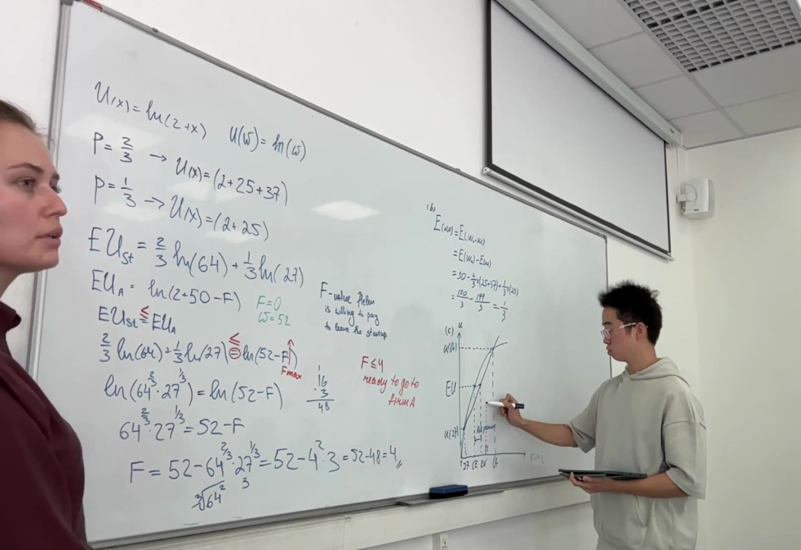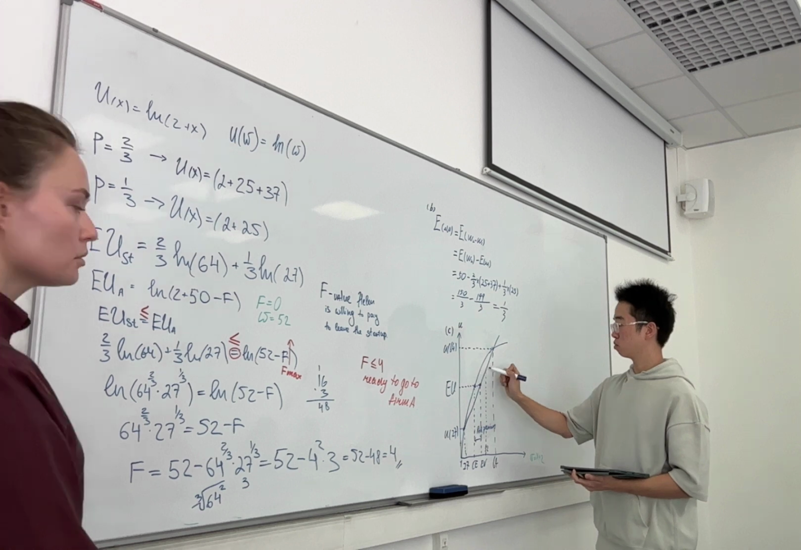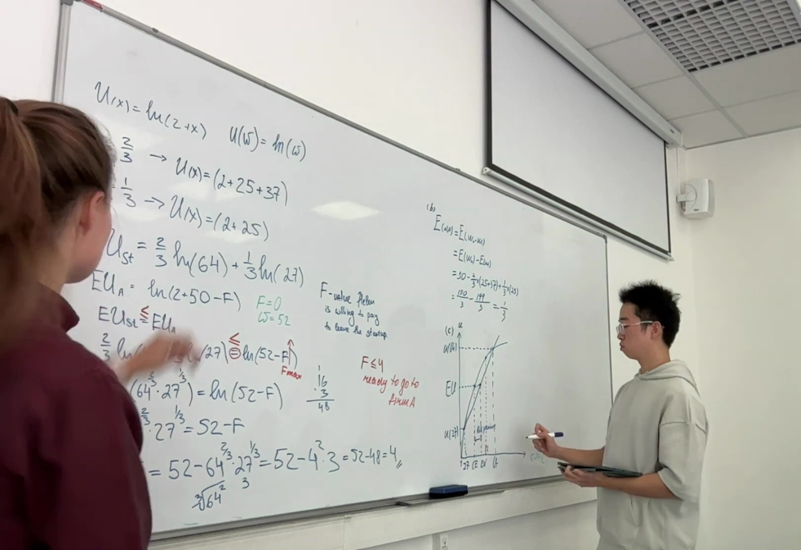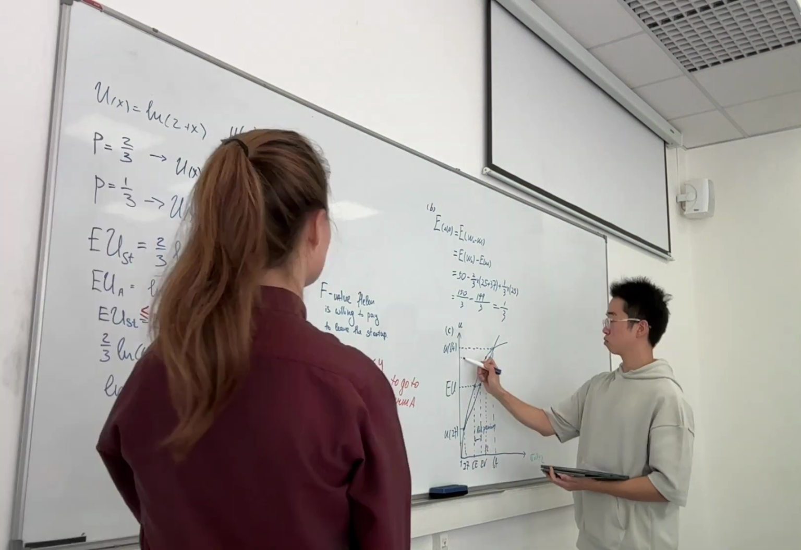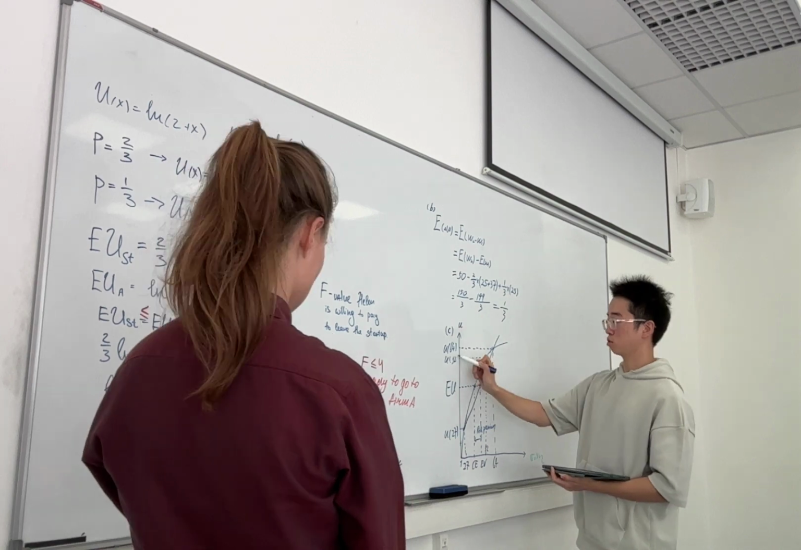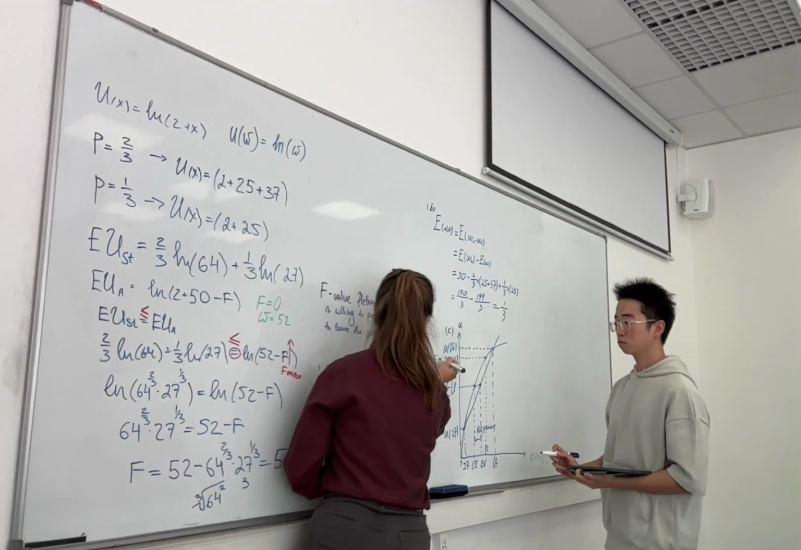So we will earn it without any risk, yes. So we put this 52 into our utility function, and we'll get this one. So here's 52. And this is if F is equal to 0.